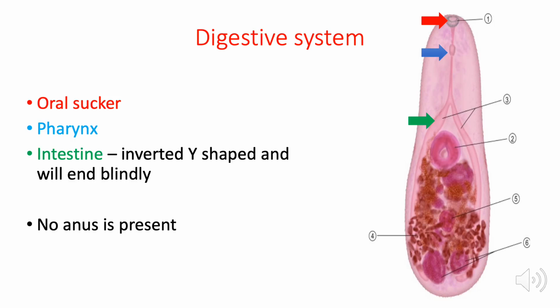The pharynx is continuous with the inverted Y-shaped structure, and that is the intestine or cecum. Take note, the intestines of trematodes end blindly, meaning they just terminate within the body of the worms. In humans, our intestines are continuous with our anal canal. These worms do not have an anus. Therefore, their intestines will just terminate or end blindly.